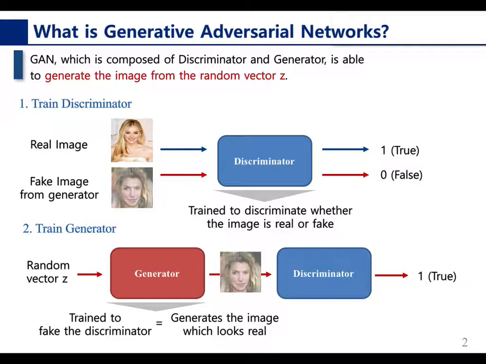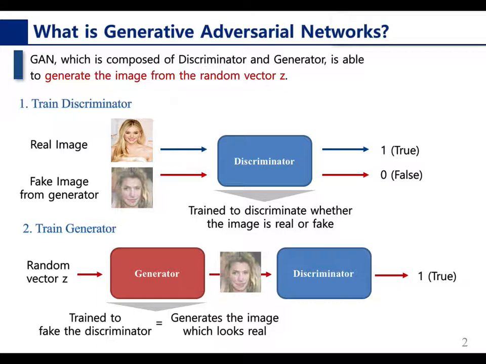Basically the GAN is composed of the discriminator and the generator. The discriminator is the classification model which tells whether the image is real or fake. And the generator generates the image. Then I will explain in detail. The GAN first trains the discriminator. The input is the real image and the fake image generated from the generator. Then the discriminator is trained to tell that the real image is true and the fake image is false.